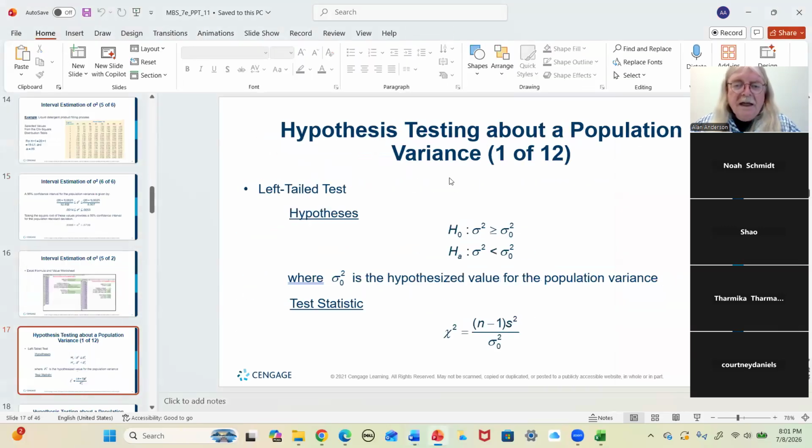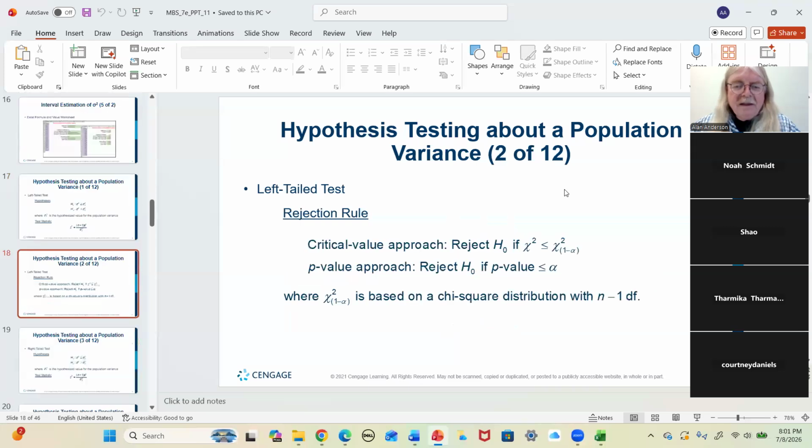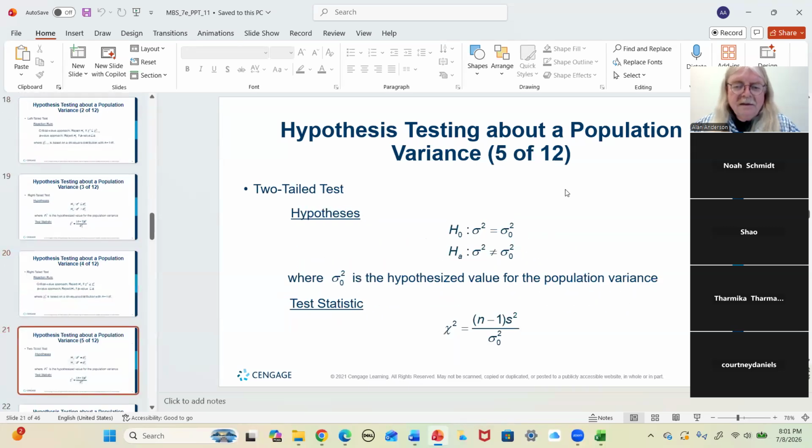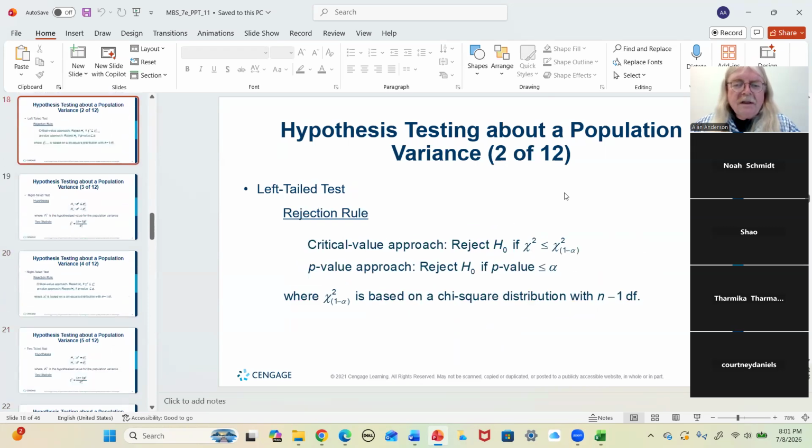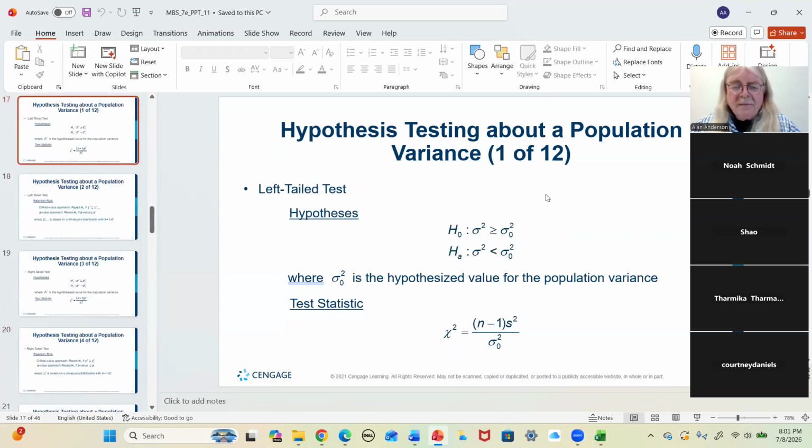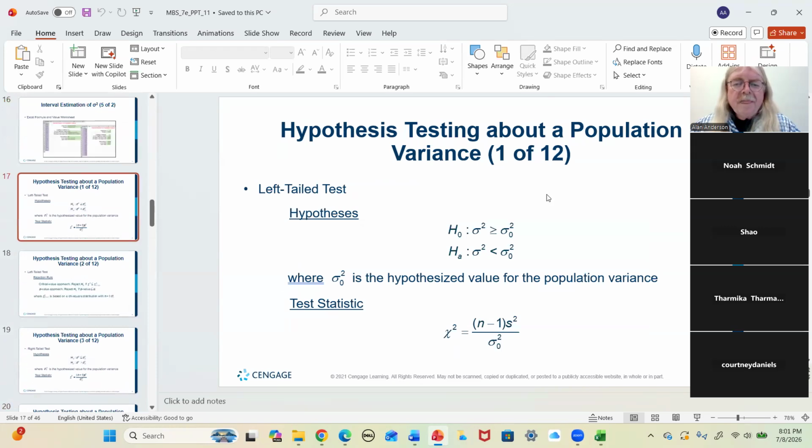What else did they show? And again, there's some Excel. Now, here's the hypothesis. So let's just quickly look at how this works. It's the same setup as what we're used to seeing, except that we're looking at variances. That's all. So here's what our left tail test looks like.